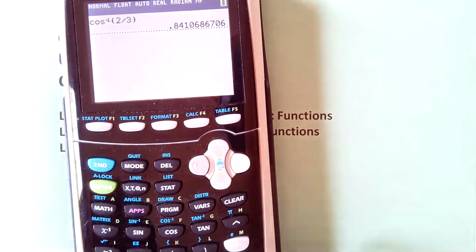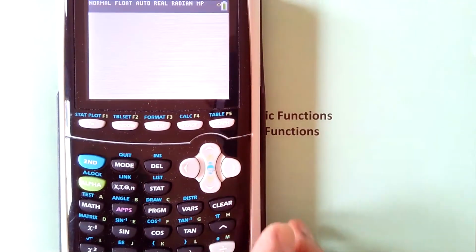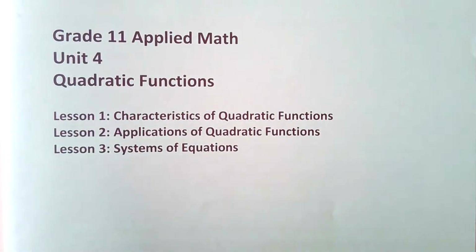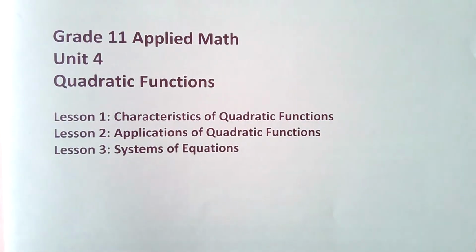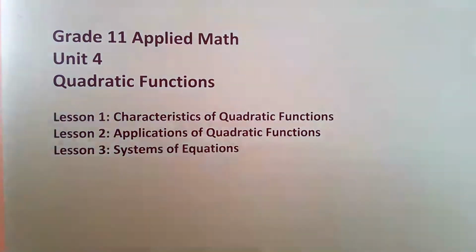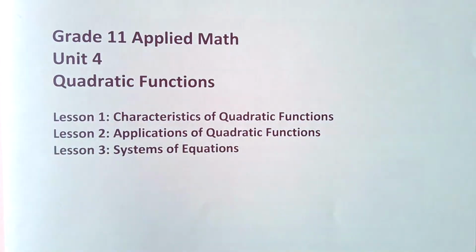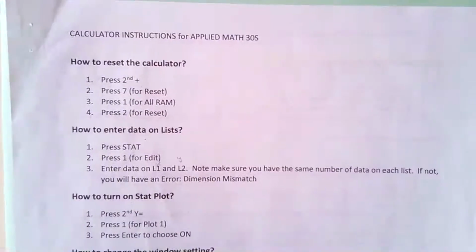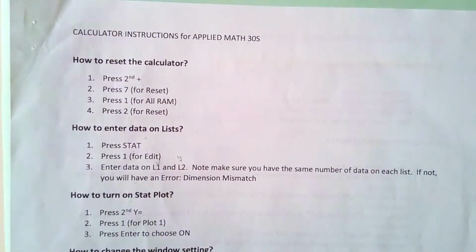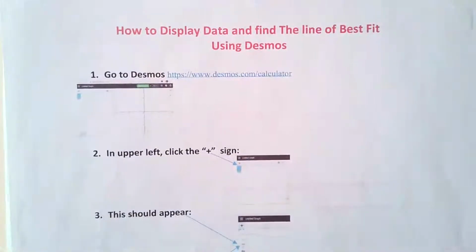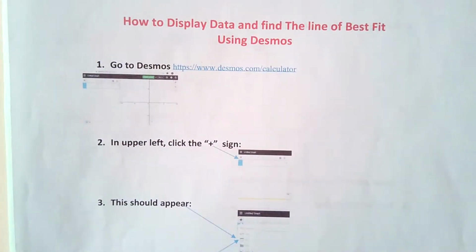You will still need your graphing calculator or Desmos. Also you'll need your reference sheet as we go along through this unit. Remember, your 2 reference sheets are the first one on calculating instruction for applied math, and the other one, if you're using Desmos, how to display data and find the line of best fit.